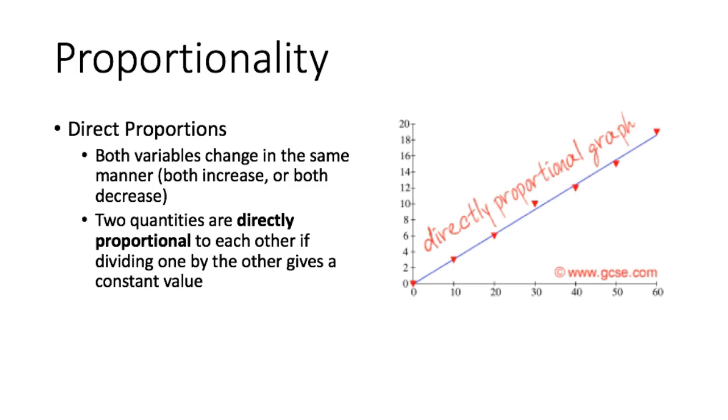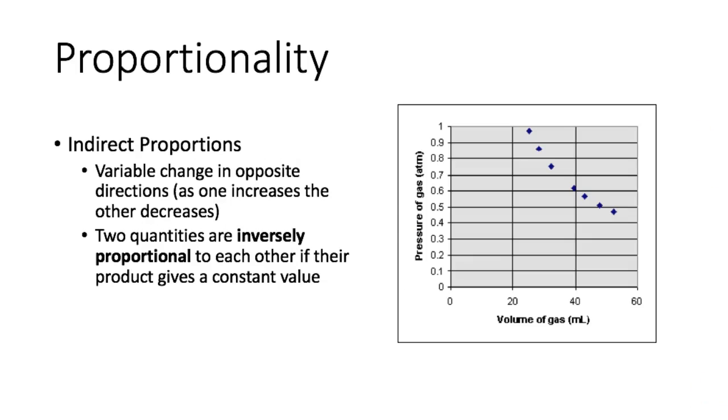The opposite of direct proportion is indirect proportion. In this case, the variables change in opposite directions. So as one variable increases, the other decreases. Two quantities are inversely or indirectly proportional to each other if their product gives a constant value. The key here is that indirect and inverse mean the same thing.